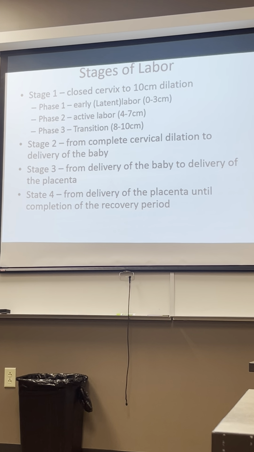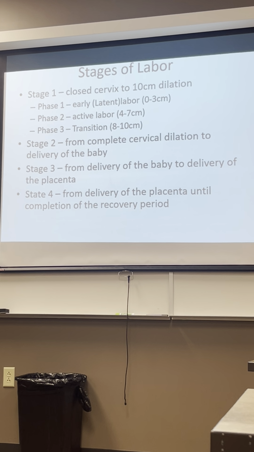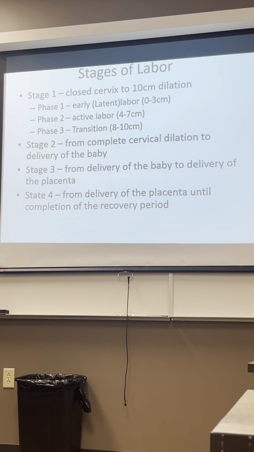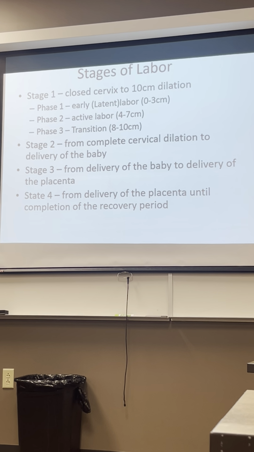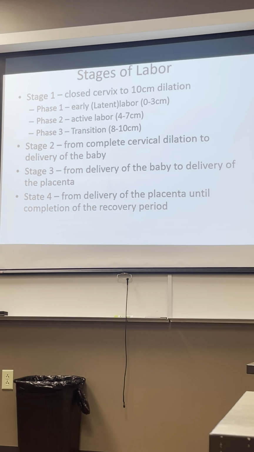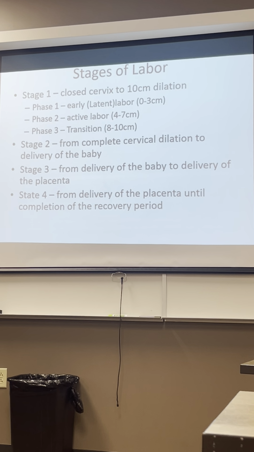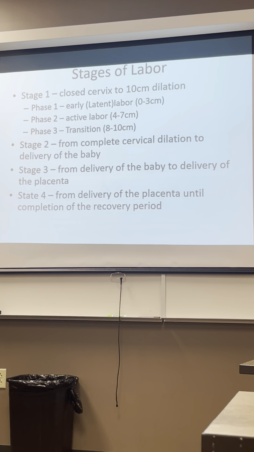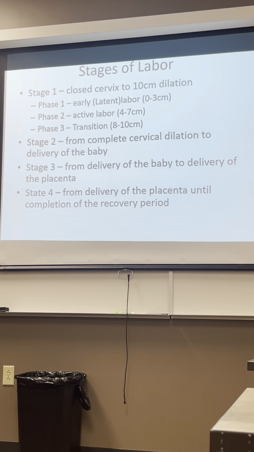Stages of labor. Stage 1 is closed cervix to 10 centimeters dilated. We have latent 0 to 3 centimeters, active 4 to 7, and transition 8 to 10. Stage 2 is complete cervical dilation to delivery of the baby. Stage 3 is delivery of the baby to delivery of the placenta, and then stage 4 is delivery of the placenta until complete recovery of the mom.